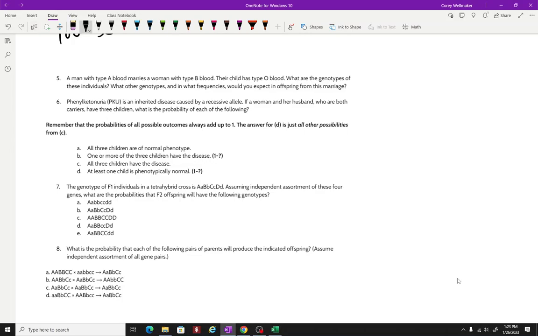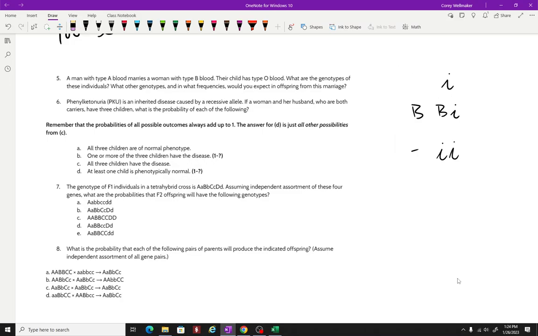Okay, a man with blood type A marries a woman with blood type O. Their child has type O blood. So what that tells me is that the man is heterozygous for type A. The woman is heterozygous for type B. So there's a 25% chance, if you do that Punnett square, of making a child with type O blood. And so they can make an AB, they can make a heterozygous for B, they can make a heterozygous for A. So that answers number 5.